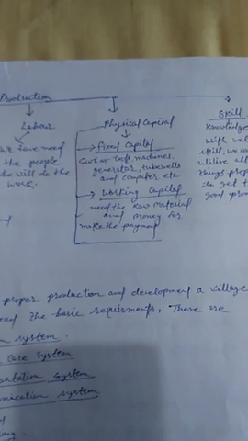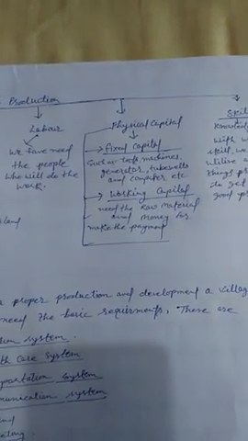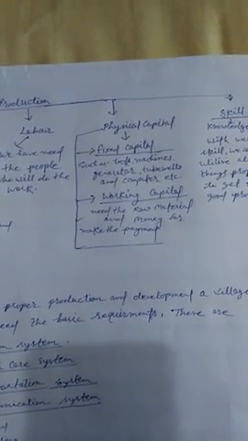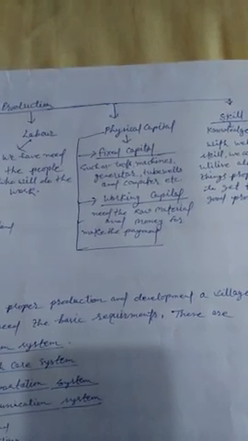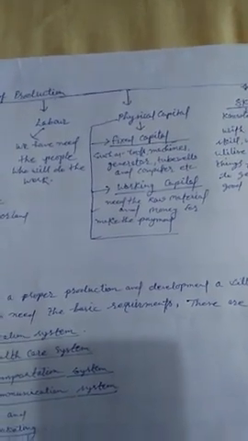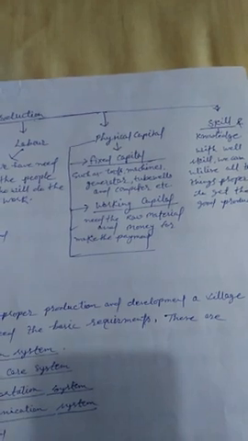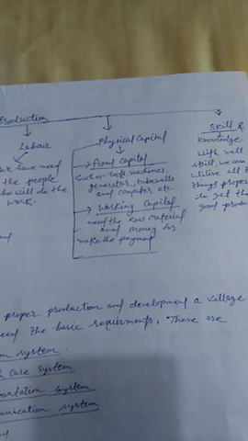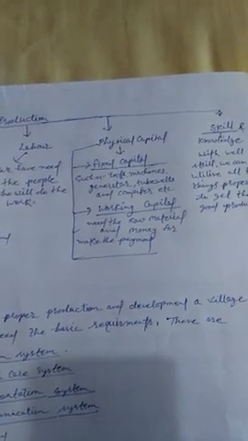The third one is physical capital. Physical capital means there are two types of capital. One is fixed capital, and the other one is working capital. Fixed capital means such things as tools, machines, generators, tubewells, and computers, etc. We need different types of tools for production, and these tools may be used for a long period. So these are known as fixed capital.